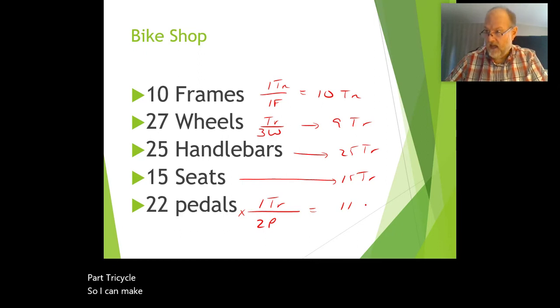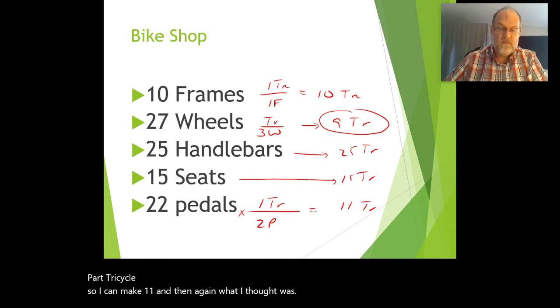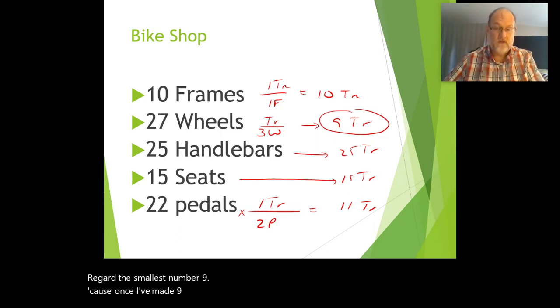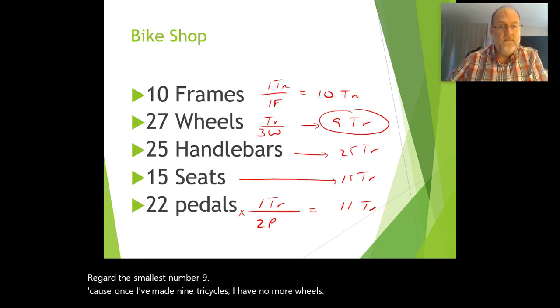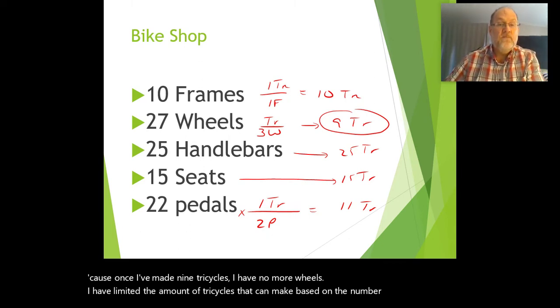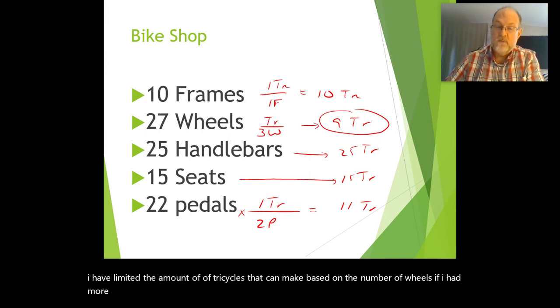And then, again, what I thought was, let me grab the smallest number, 9. Because once I've made 9 tricycles, I have no more wheels. I have limited the number of tricycles I can make based on the number of wheels. If I had more wheels, I could make more tricycles, but I don't.